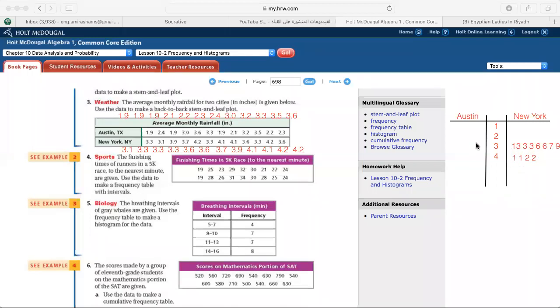Okay, now back to Austin. I'm going to write the numbers in the same order, but from right to left. 1.9, 1.9, 1.9. So here are the numbers that have 1 in the first digit. I'm going to write the last digit in the leaves: 9 and 9 and 9. I have 3 nines in the leaf.